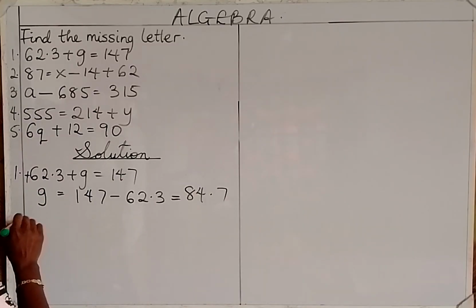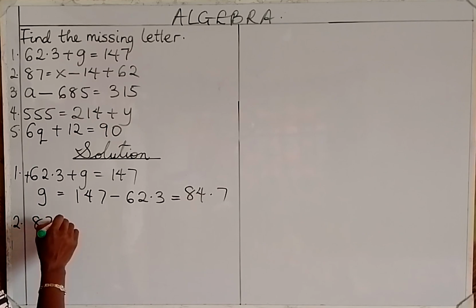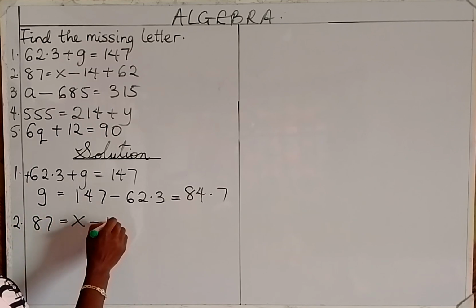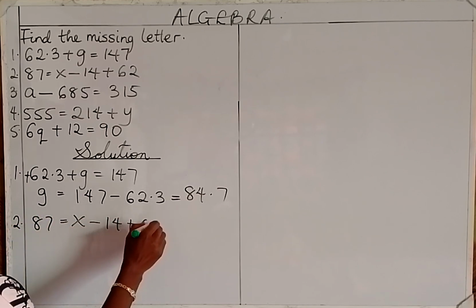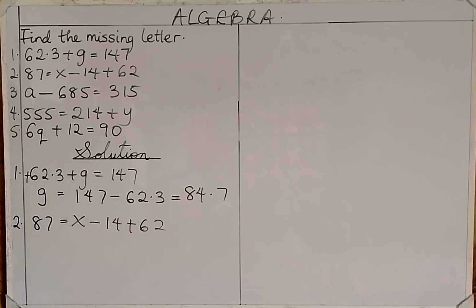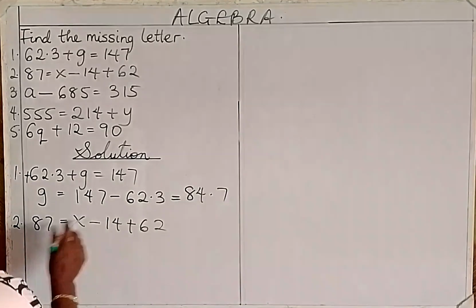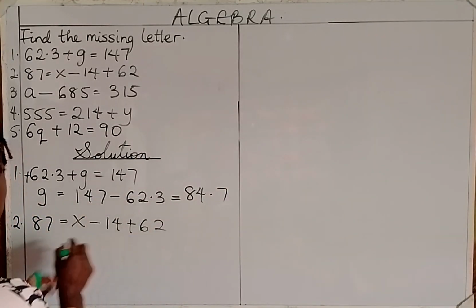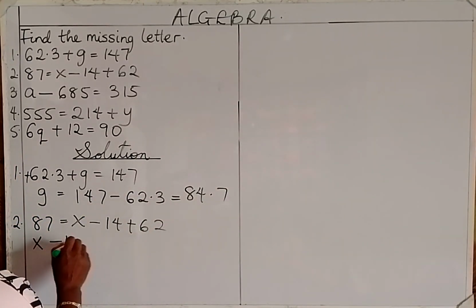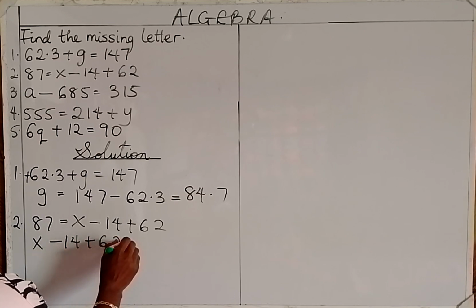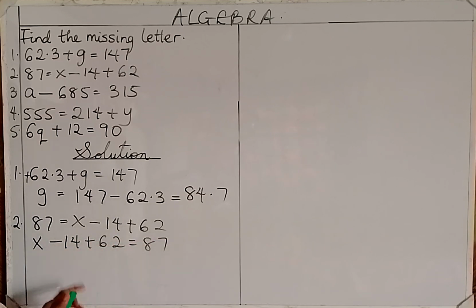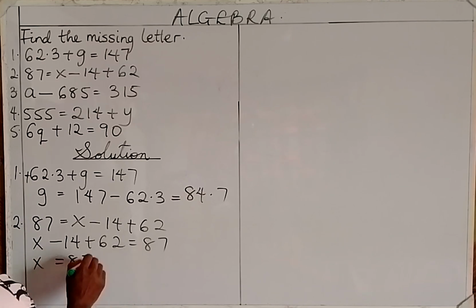Number 2. It says 87 equals x minus 14 plus 62. Now for us to get the value for x, let's rearrange it. So we're just going to move this to this side. X minus 14 plus 62 equals 87, right? Now x equals what? 87.